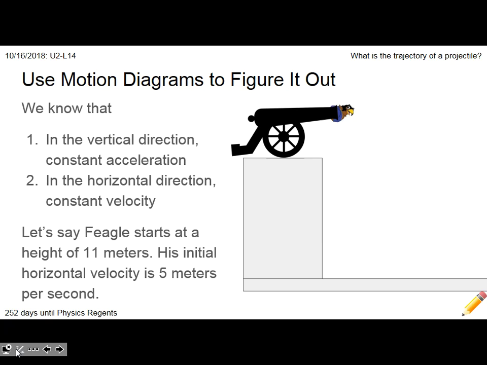And so to start, so we can have some numbers to help us, let's say he starts at a height of 11 meters and his initial horizontal velocity is 5 meters per second, right? So that would look something like this, that this initial height is 11 and that this horizontal velocity is 5. So just jot that down on your paper real quick. So that initial height, y initial is 11 and v initial is 5.